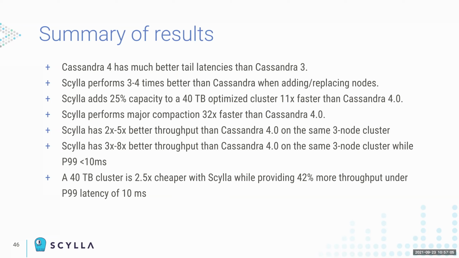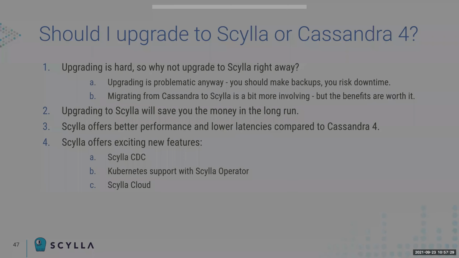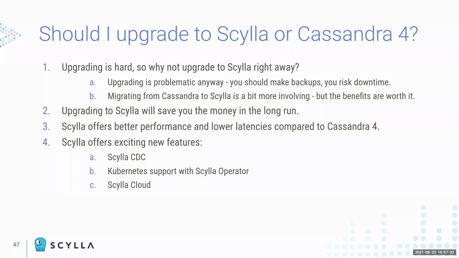And it's not only the performance differential between Scylla and Cassandra. Scylla is also less expensive to run. We've shown that it's 2.5 times less expensive compared to Cassandra in our 4 versus 40 nodes benchmark. So now a big question: should you upgrade to Scylla? Should you upgrade to Cassandra 4?